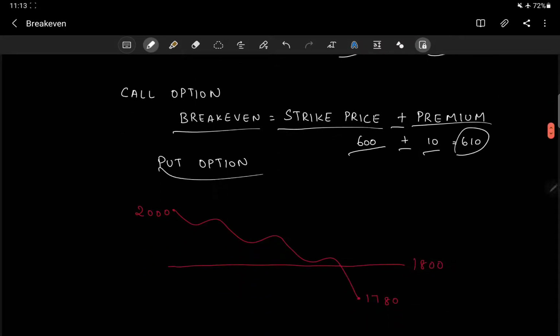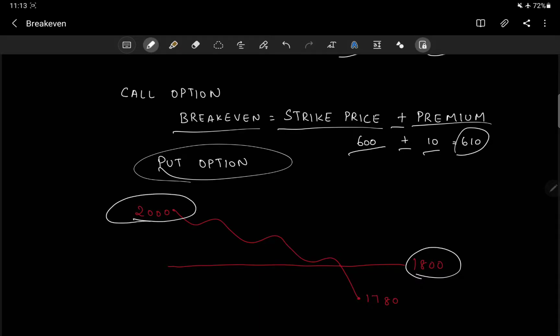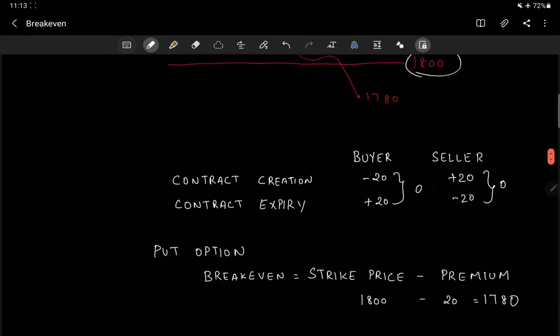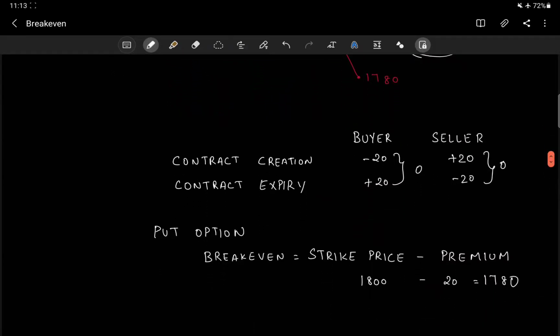Similarly, in our put option example, the strike price was 1800 rupees and the spot price during the contract creation was 2000 rupees and the premium was 20 rupees. The put option buyer will not start making money as soon as the price falls below 1800, but only if the price falls below 1800 minus 20, which is 1780. The buyer initially had a debit transaction of 20 rupees, so he has to first recover that 20 rupees and then only he starts making profit.